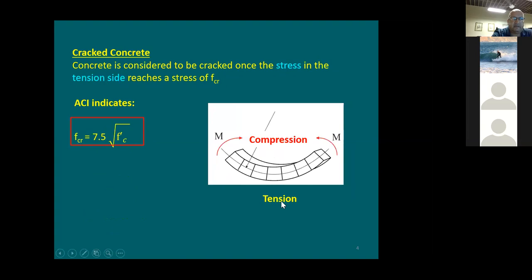So here's going to be the tension side. This is going to be the compression side, as we're saying. Once the tension side here is reaching the tensile stress of the concrete, how much is this according to ACI code? It says here f_cr, which means the cracking stress, according to the ACI, is equal to 7.5 square root of f'c. What is f'c? Concrete strength at 28 days, like the 4,000 PSI we're talking about. So it's not really 10%. 10% was just a rough estimate. We have an equation for it. The equation says 7.5 square root of f'c.